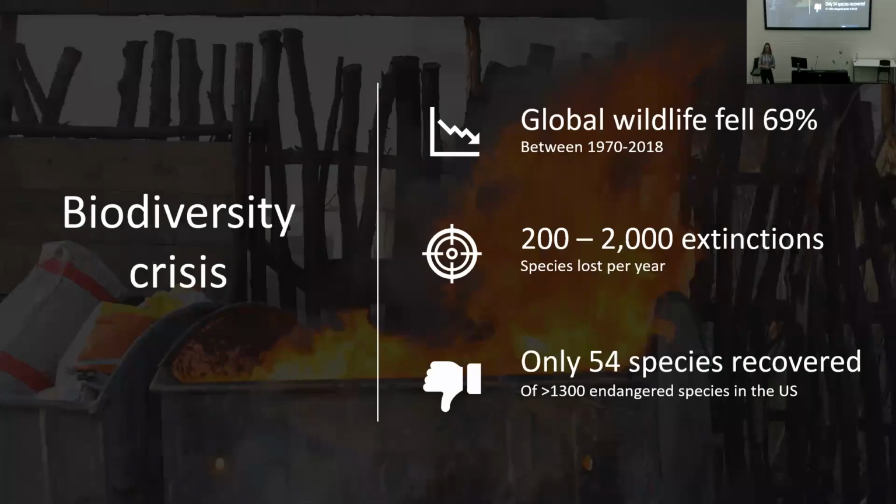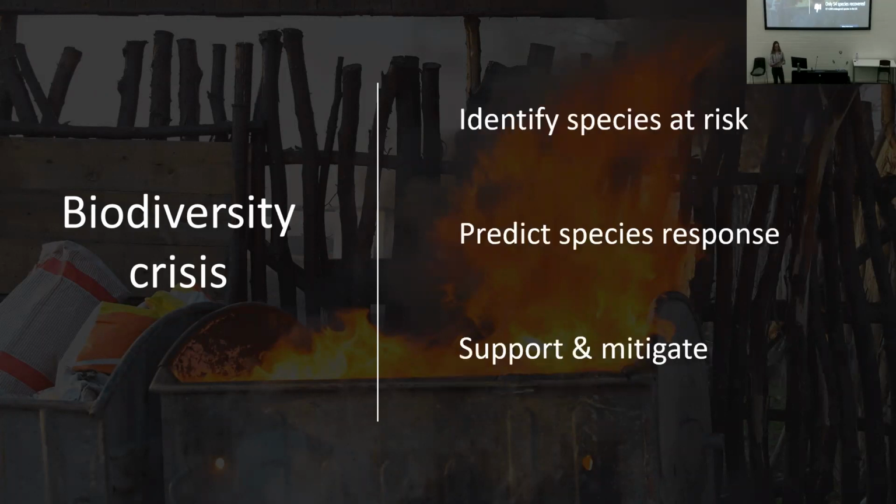I'll start with a depressing slide and give you some depressing statistics. It shouldn't be news to anyone in this room that we're experiencing a global biodiversity crisis. Global wildlife populations are crashing. We're experiencing an increasing rate of extinctions. And for those species that we are able to identify as needing our help, we don't have a particularly good track record of pulling them out of endangerment.